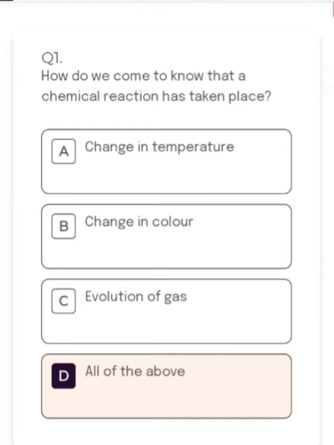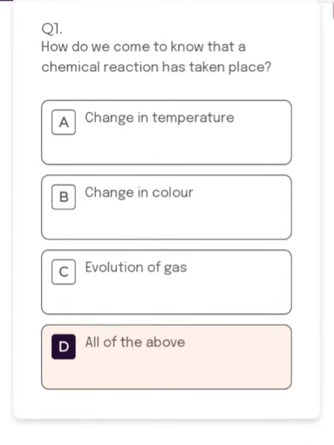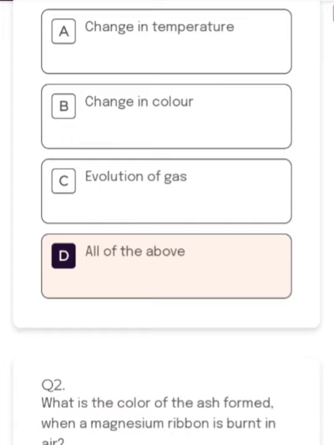Hello students, today we are going to solve multiple choice questions of chapter 1, that is chemical equations and reactions. So our first question is, how do we come to know that a chemical reaction has taken place? We know that during a chemical reaction there may be change in temperature, there may be change in color, there may be evolution of gas. So its correct option is option D, all of the above.